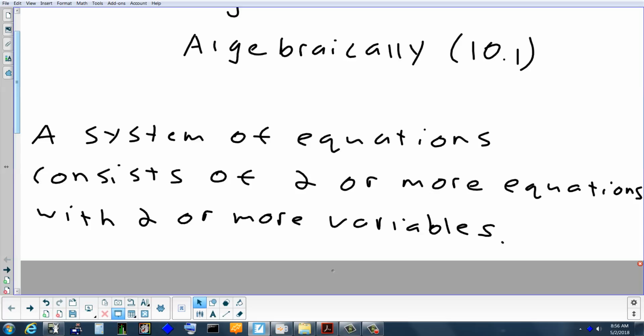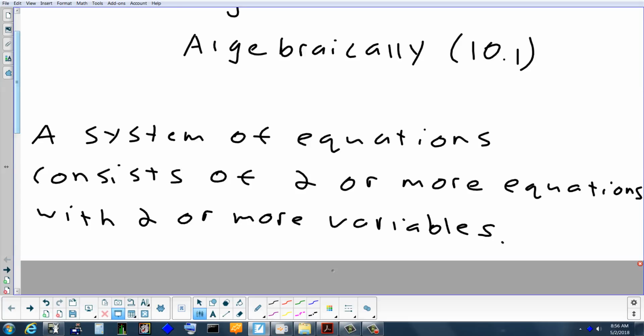So let's say I gave you something with more variables than equations. Okay, I'm going to give you something with two variables in one equation. That's two variables, one equation. There's an infinite number of answers to that. If x is 1, y is 3. If x is 0, y is 2. If x is 5, y is 7. So there's an infinite amount of answers.